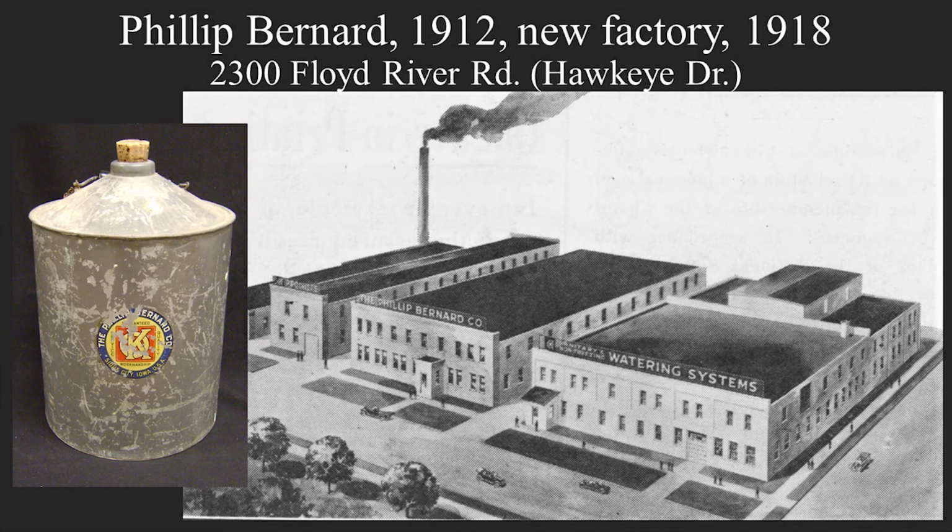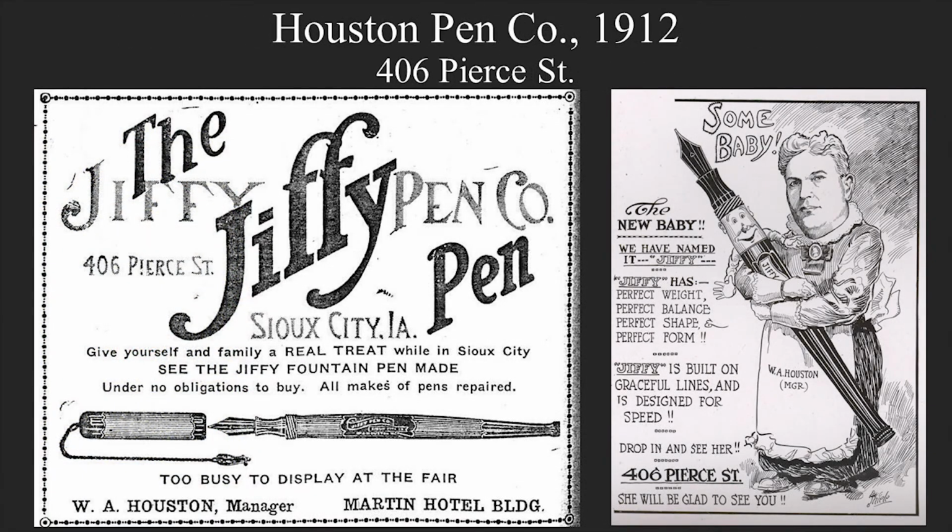Philip Bernard Company, which made agricultural equipment, started in Sioux City in 1912. They built a factory you see here at 2300 Floyd River Road in 1918. Just as a note, Floyd River Road is today Hawkeye Drive. The Houston Pen Company started in 1912 and is located at 406 Pierce Street. I do get a kick out of these advertisements. A little baby pen.